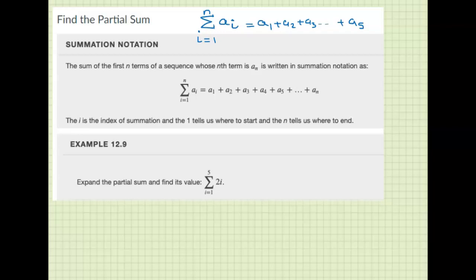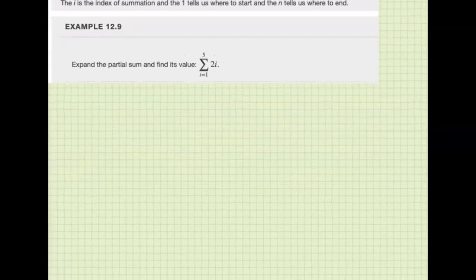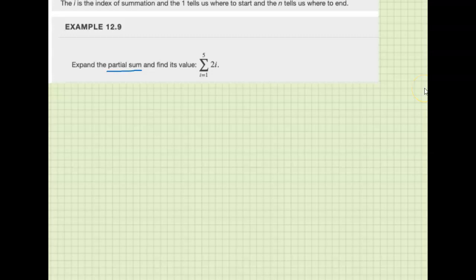So here's example 12.9. Expand the partial sum and find its value. This is called a partial sum because you're stopping. Sometimes there's an infinite sum where you add an infinite number of terms, and believe it or not, some of them will have an answer that's not infinity. But partial sum means that this number on top is not infinite. It stops eventually. So i is 1 to 5 of 2i.